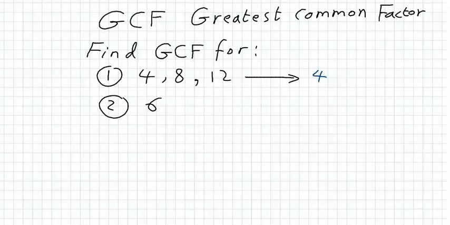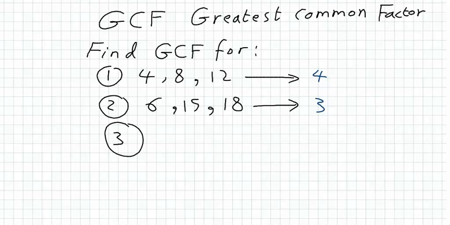Another example, 6, 15, 18. What is the greatest common factor for these 3 numbers? The smallest one is 6, but we can't say that 6 is the greatest common factor. Because of that, we will search for a smaller number, and this number is going to be 3, because 6 is divisible by 3, 15 is divisible by 3, 18 is divisible by 3.